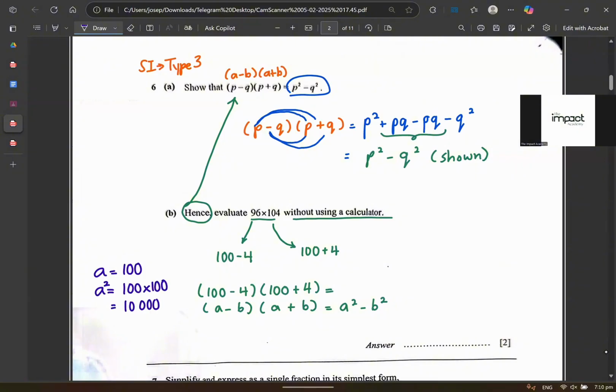Can you understand or don't understand? So it's 10,000 minus away 16. Very good. 10,000 minus away 16 is actually equals to 9984. Can you understand? Then you press your calculator, you see whether 96 times 104 is 9984. Make sense? All right. So that's how you do a question like this.